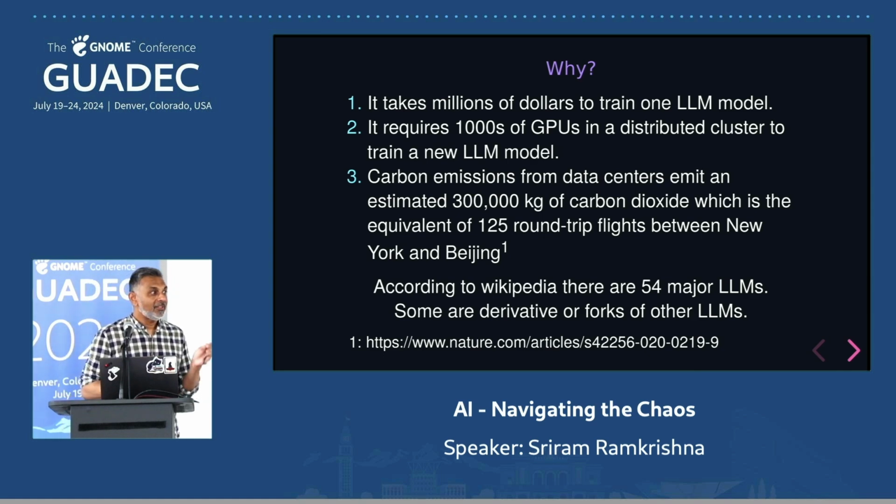And we're talking GPUs of various types. And then the carbon emissions are insane. So think about it, one LLM is 125 round trips between New York and Beijing. And that's just one. There are 54 of these LLMs and growing. So you can imagine that the cost of AI is fairly high for people.